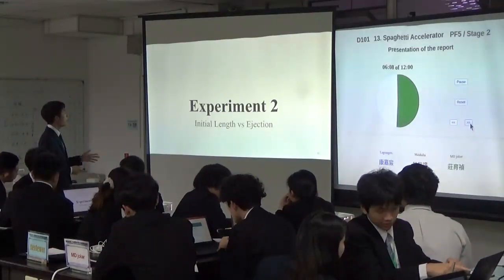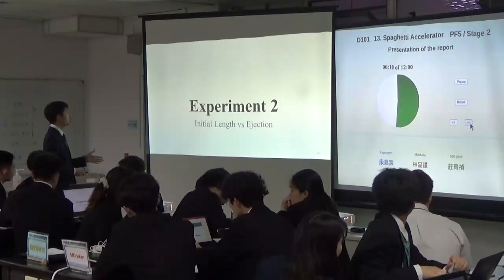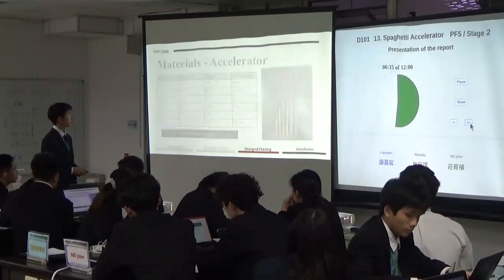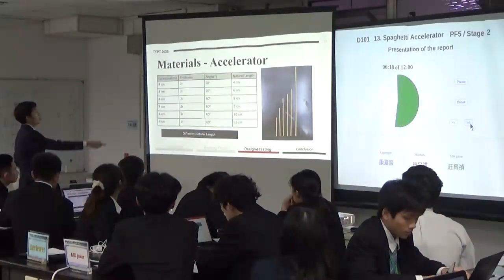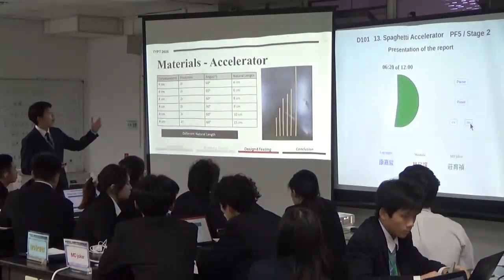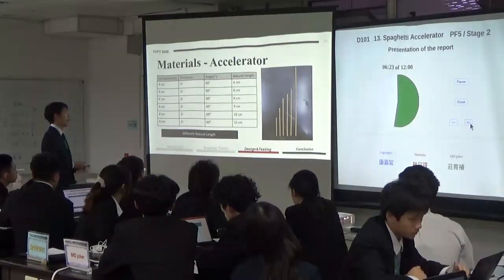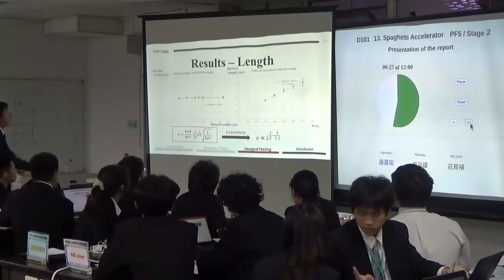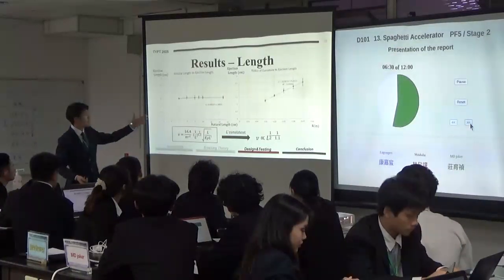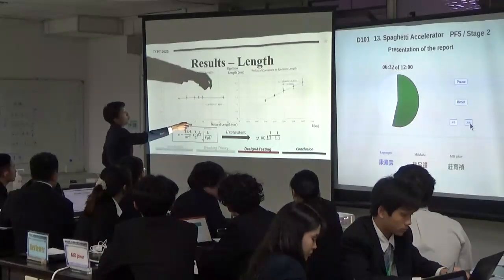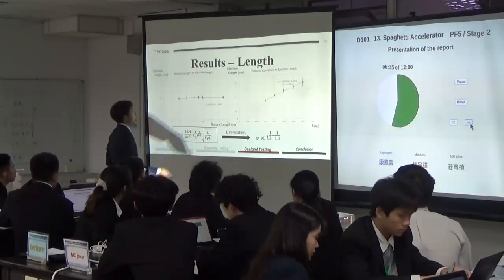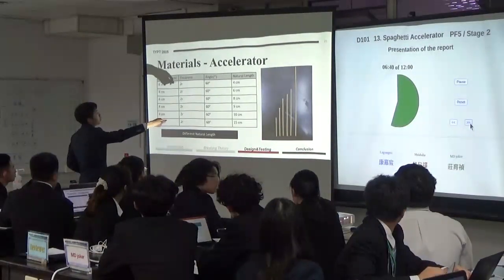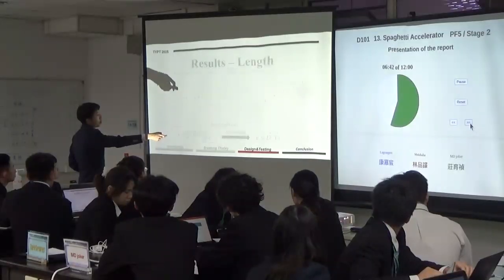And now, for experiment 2, which is the initial length versus the ejection. We use different lengths from the same bag of spaghetti. And so this is the result. As you can see over here, it seems to be not relevant. However, the length and the R, which is over here, have the major influences.